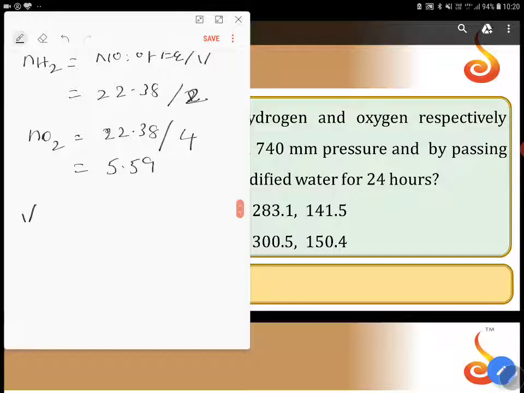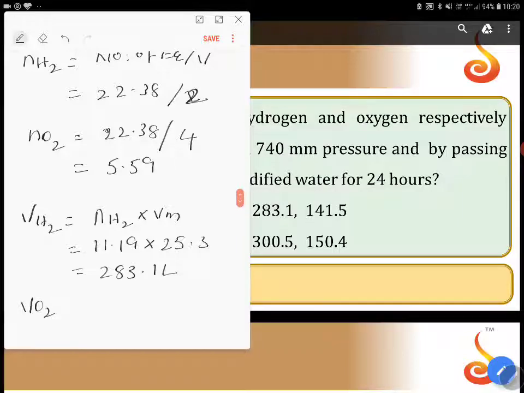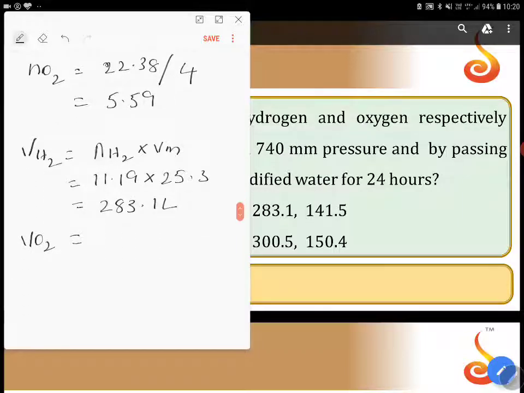Now, we are coming to the answer. All these details we have. Volume of hydrogen is equal to number of moles of hydrogen into molar volume, that is equal to 11.19 into 25.3, which is 283.1 liter, and volume of oxygen is equal to number of moles of oxygen into molar volume, which is equal to 5.59 into 25.3, which is 141.42 liter.